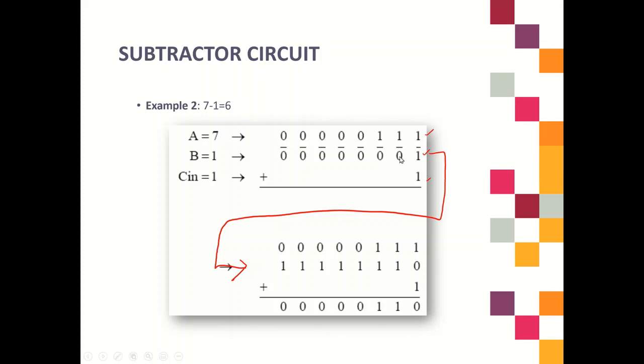So this is a positive B, because the first step in finding the negative value is you need to find the positive. This is a representation of positive B, which is positive 1. After you complement B, you will get this value, 1 1 1 1 1 1 1 0. And the last step, you need to add 1, which is the C in value. So you add column by column, and lastly you will get the result, which is equal to positive 6. So this is how you can perform the subtraction by using the subtractor circuit.